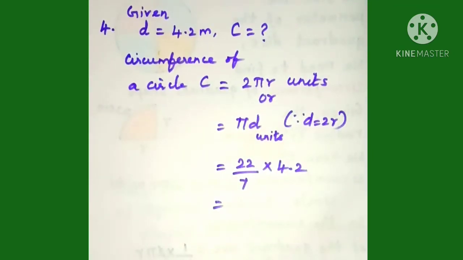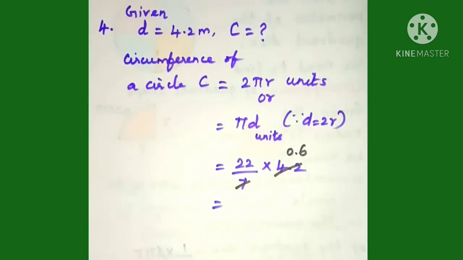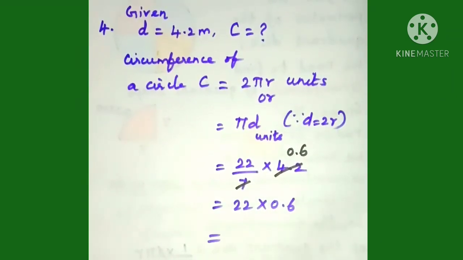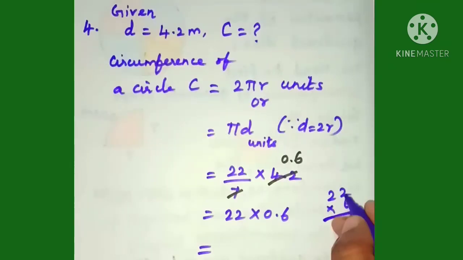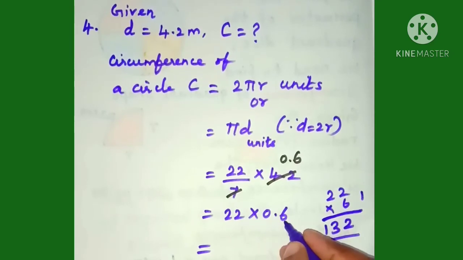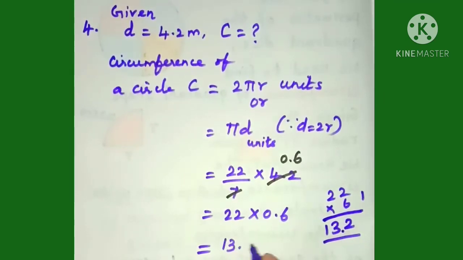And now cancelling 7 and 4.2 we get 0.6. So students, 22 into 0.6 we have. Now we have to multiply 22 and 0.6. 6 into 2 is 12. 6 into 2, 12 plus 1 is 13. So here there is one digit after the decimal point, so we have to put the decimal point before one digit. So the decimal point will be between 3 and 2. So 13.2 meter. The unit is meter.